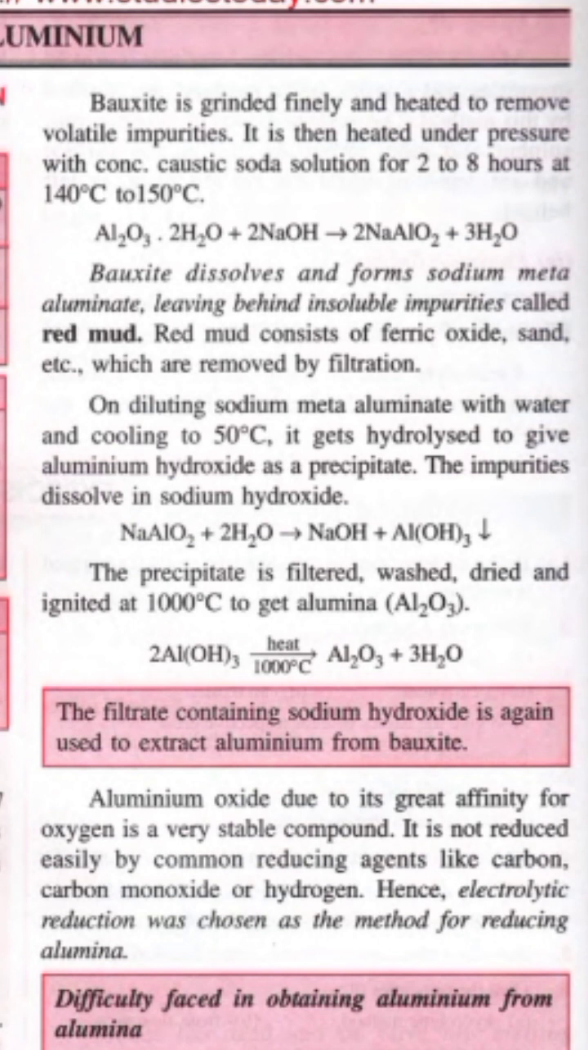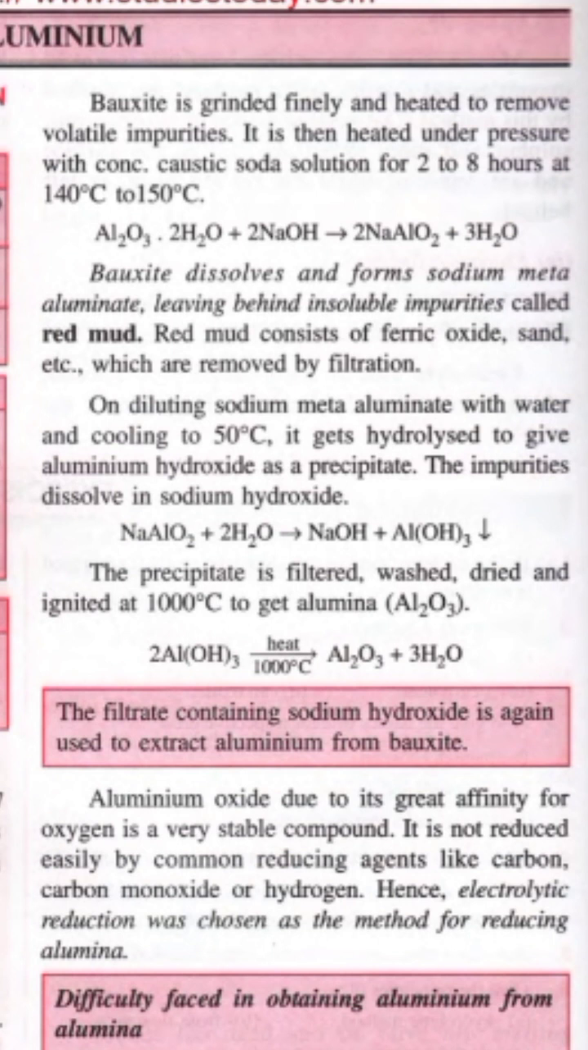Now let's see what happens. On diluting sodium metaaluminate with water and on cooling to 50 degrees Celsius, it gets hydrolyzed to give aluminium hydroxide as precipitate. The impurities dissolve in sodium hydroxide. So the solution which we got in the previous step is diluted once again. A lot of water is added to it, it becomes diluted and then it is cooled. Initially the temperature was very hot, so now it is cooled to 50 degrees Celsius, and while cooling, this NaAlO2 which was formed in the previous equation reacts with water molecules and forms Al(OH)3, aluminium hydroxide. As aluminium hydroxide is insoluble, it will settle at the bottom, and all the other impurities which are still left will remain in NaOH.